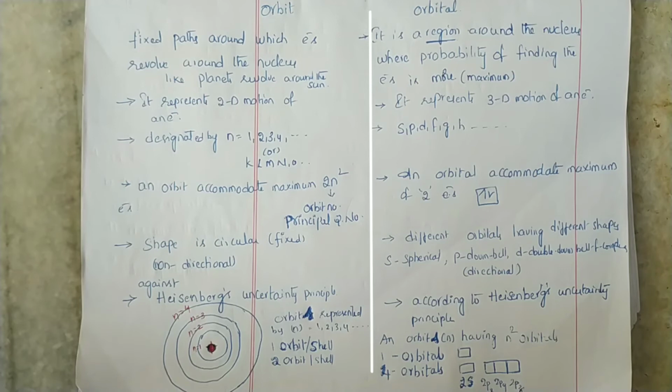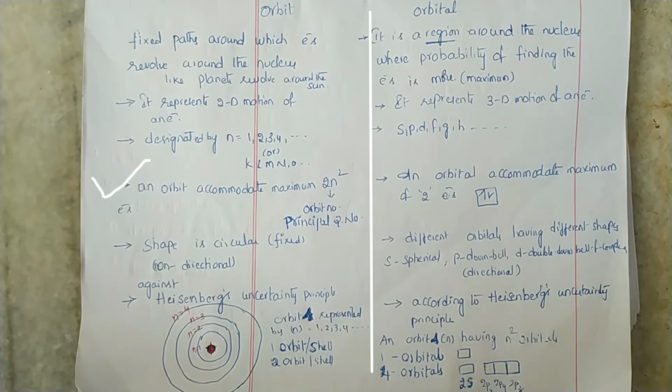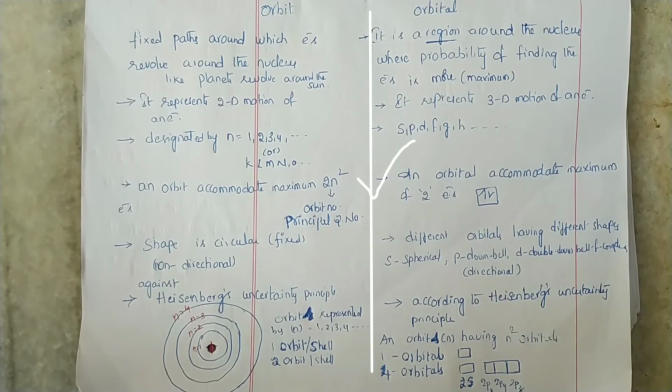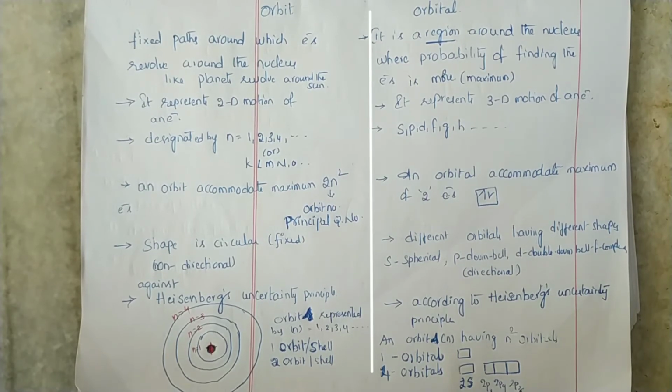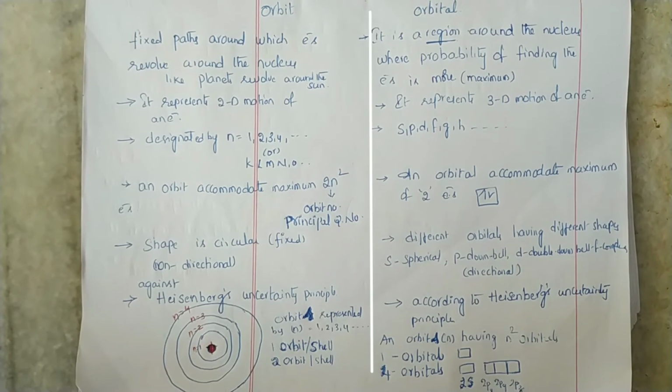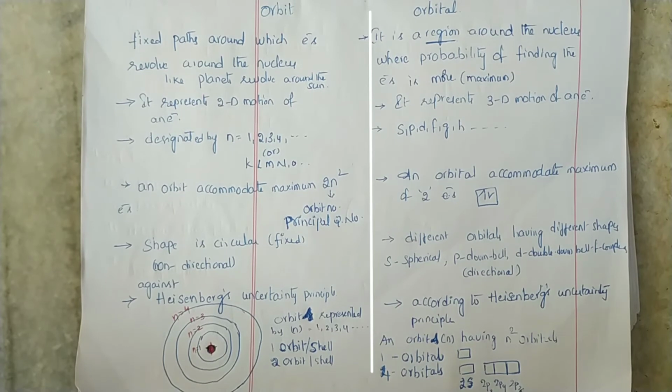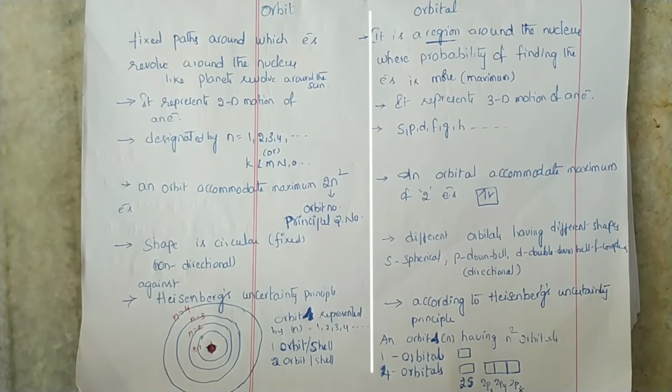An orbit accommodates a maximum of 2n square electrons. Here n is the orbit number, that is, the principal quantum number. An orbital accommodates a maximum of 2 electrons with opposite spin according to Pauli's exclusion principle. So an s orbital holds a maximum of 2 electrons, p orbital 6 electrons, d orbital 10 electrons and f orbital 14 electrons.